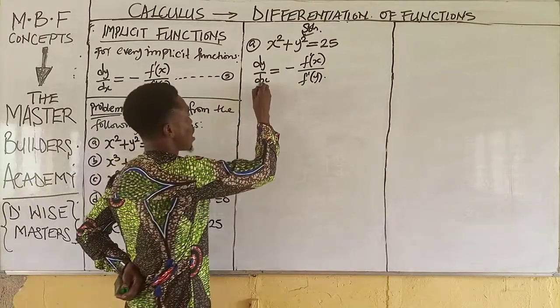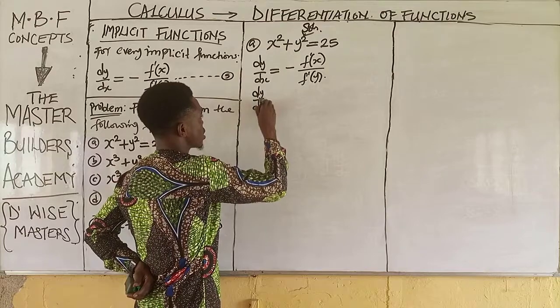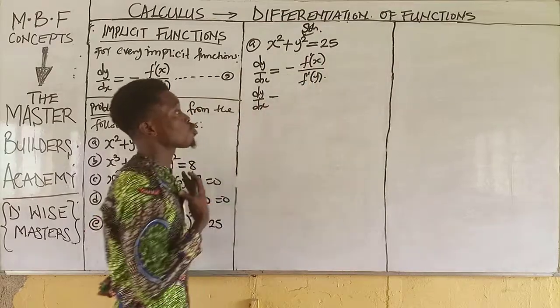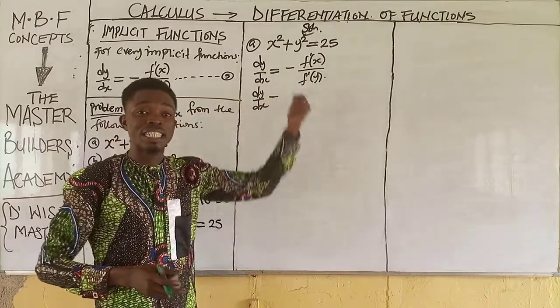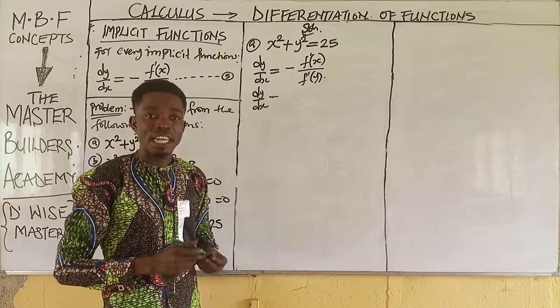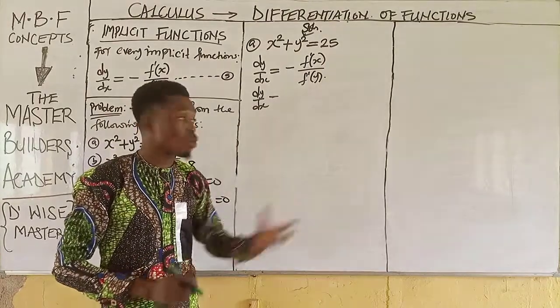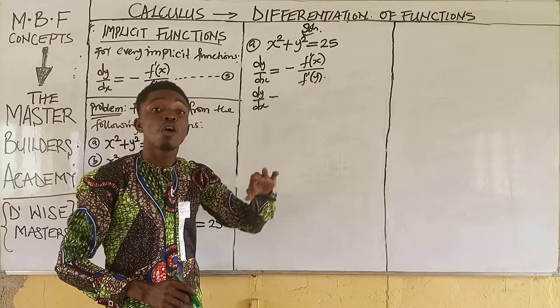So now I have that dy over dx. You may not be stating this formula, but all I want you to know is that the numerator is a differential function of x, while the denominator is a differential function of y.